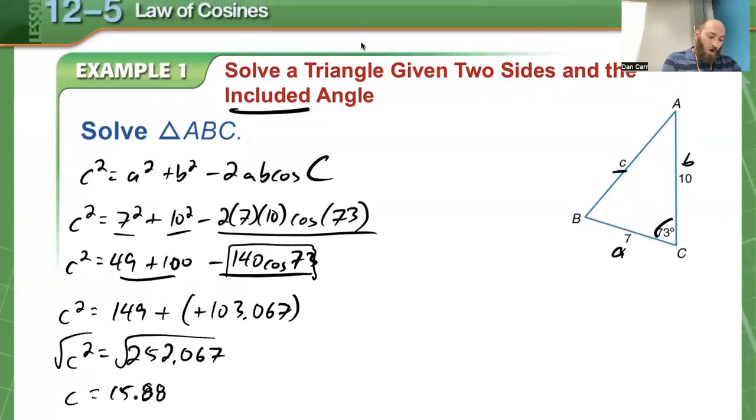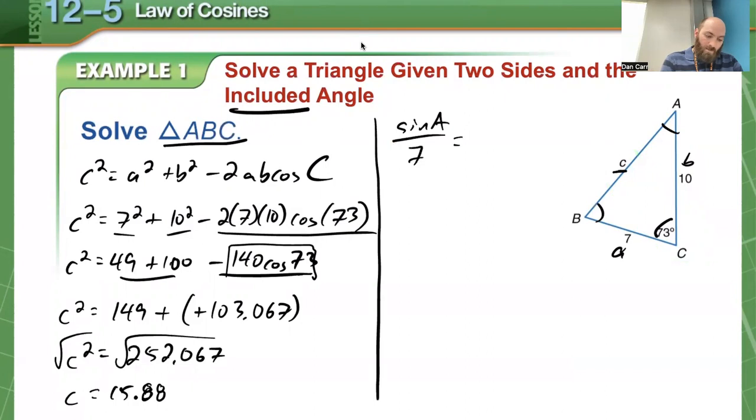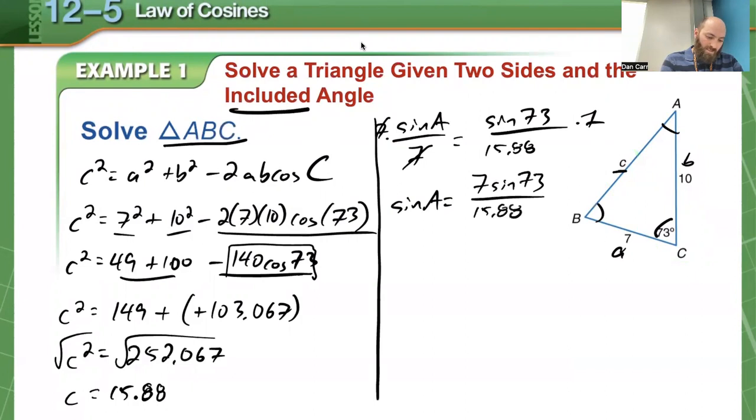Now it says to solve the triangle. That means we need to find angle A and angle B as well. Now that I have side c, I now have an angle side pair, so I can set this up with Law of Sines. I start with Law of Cosines to get my one side, and then if I want to find angle A, I'll do sine of A divided by 7 is equal to the sine of 73 divided by my 15.88. I can multiply both sides by 7, so the sine of A is equal to 7 sine 73 divided by 15.88.